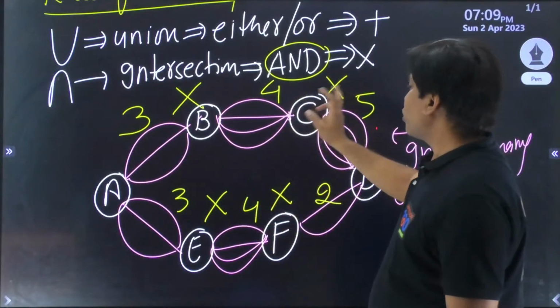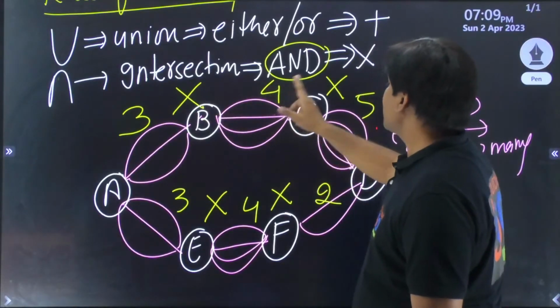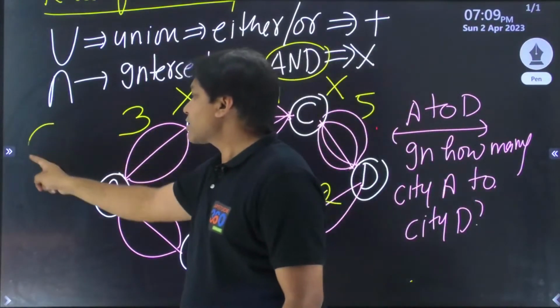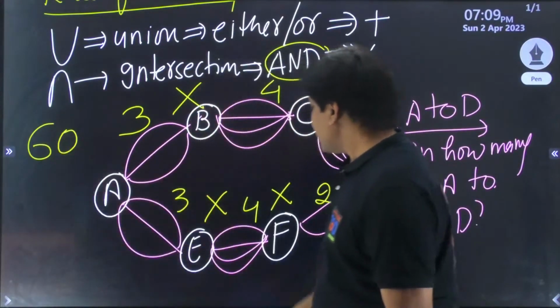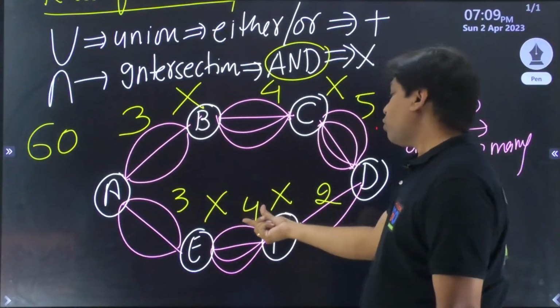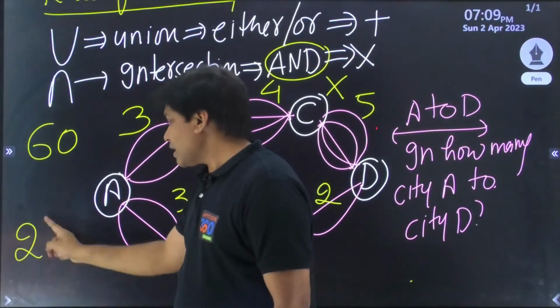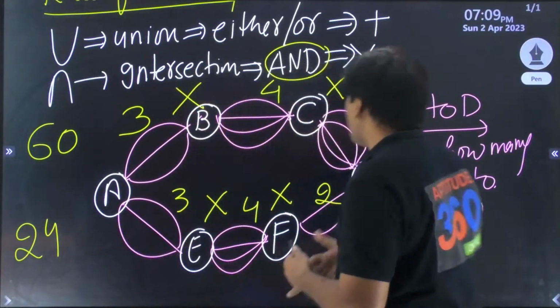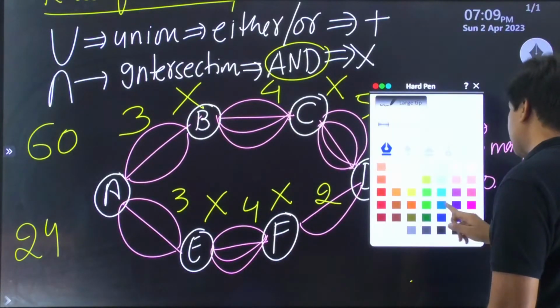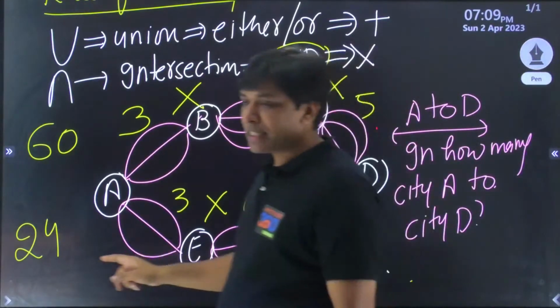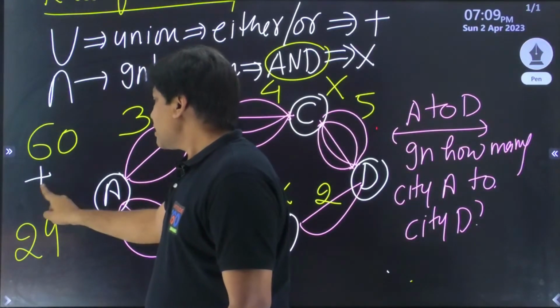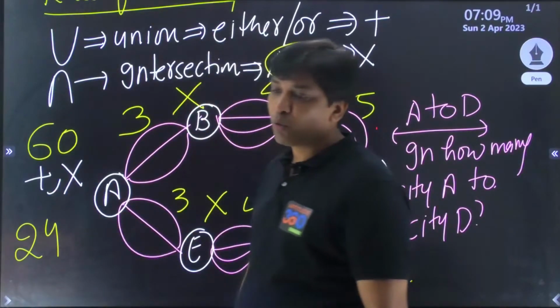So now we have got what? 3 into 4, 12, 12 into 5, 60. And over here 3 into 4, which is 12, 12 into 2, 24. Now tell me, what should we be doing? We should be doing addition or multiplication of these two numbers. That you can discuss, right? Either product or addition.